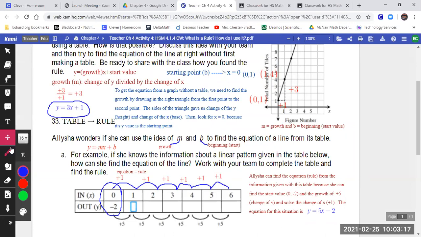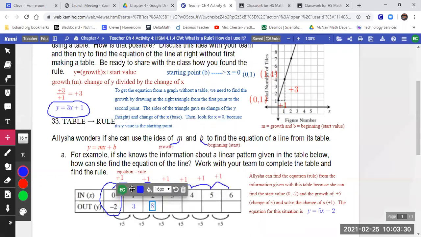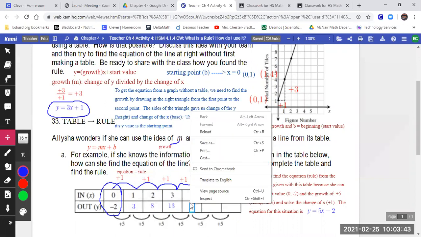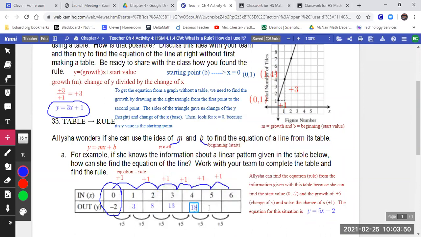Three. Okay, now we go to the next one. Keep going. What would the next one be? 8. Okay, what about the next one? Yep, 13. Keep going. We're getting it finished almost. 18. If you will type for me. Okay, then what? 23. Then what?